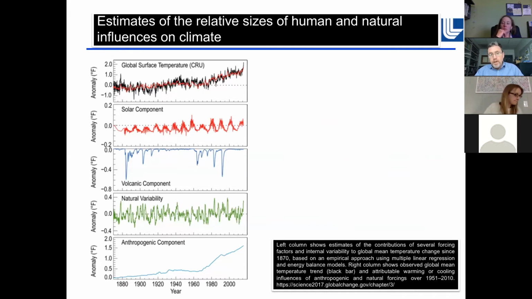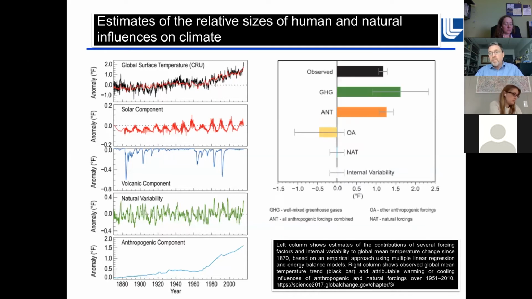And if you look at the bottom panel, that's the human component. So greenhouse gas increases, particulate pollution changes. It's the sum total of all the human influences. And look at the scale of that. It is substantially larger if you look at the y-axis. The scale of the human component is much larger than the natural variability component, than the volcano component, and then the solar component. So the bottom line is this.